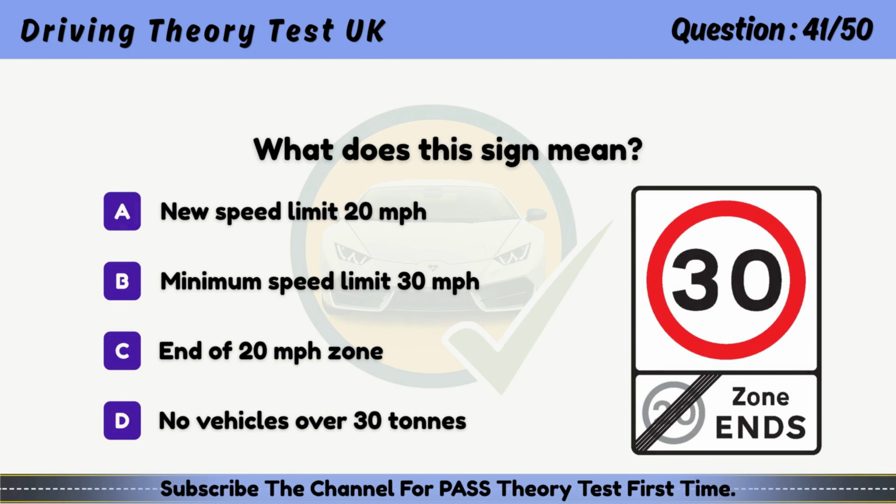Question 41. What does this sign mean? Option A. New speed limit 20 miles per hour. B. Minimum speed limit 30 miles per hour. C. End of 20 miles per hour zone. D. No vehicles over 30 tons.